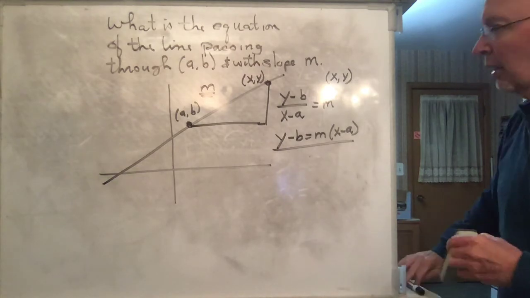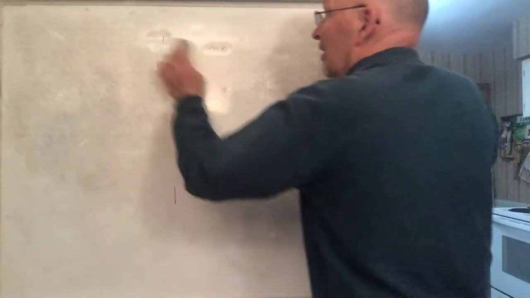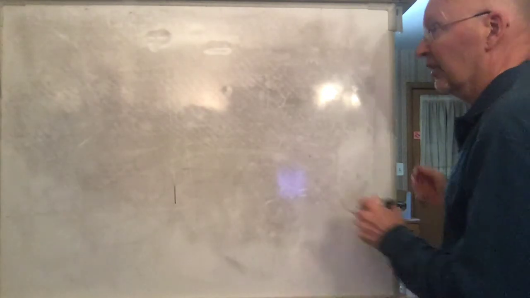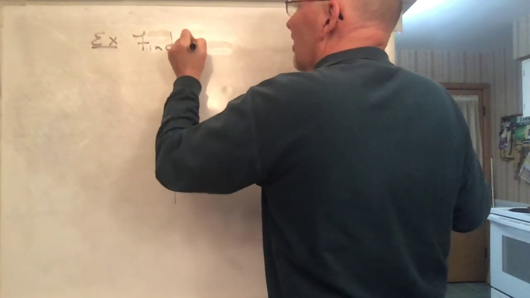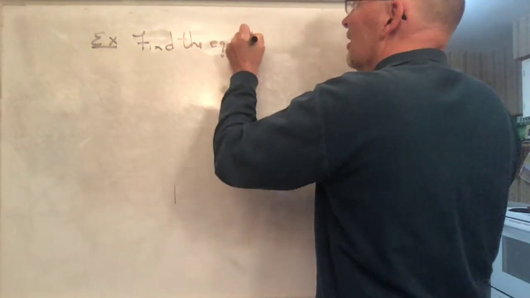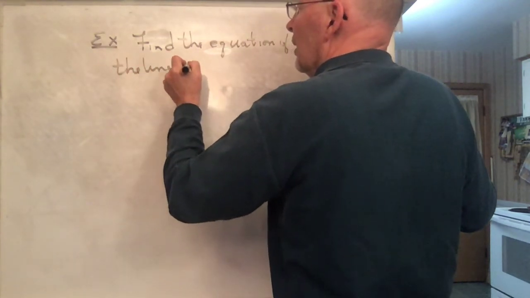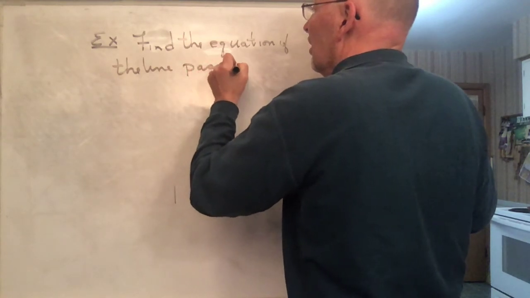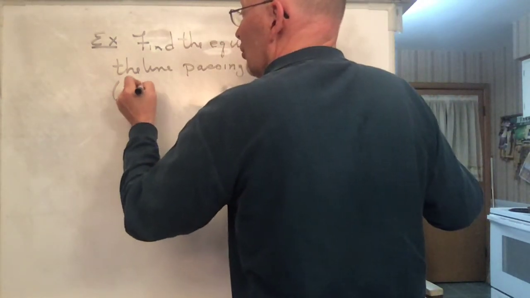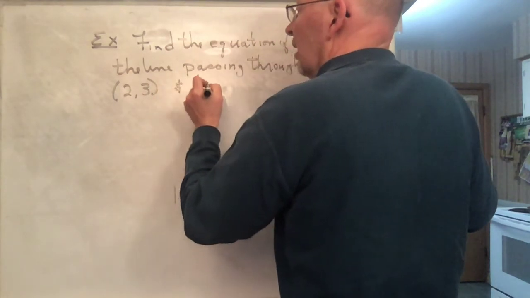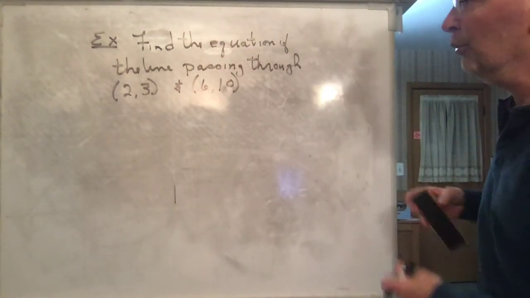So once you have that, we can find various equations of lines. For example, find the equation of the line passing through, let's say, 2 points, (2, 3) and (6, 10). Okay, find the equation of the line passing through the points (2, 3) and (6, 10).